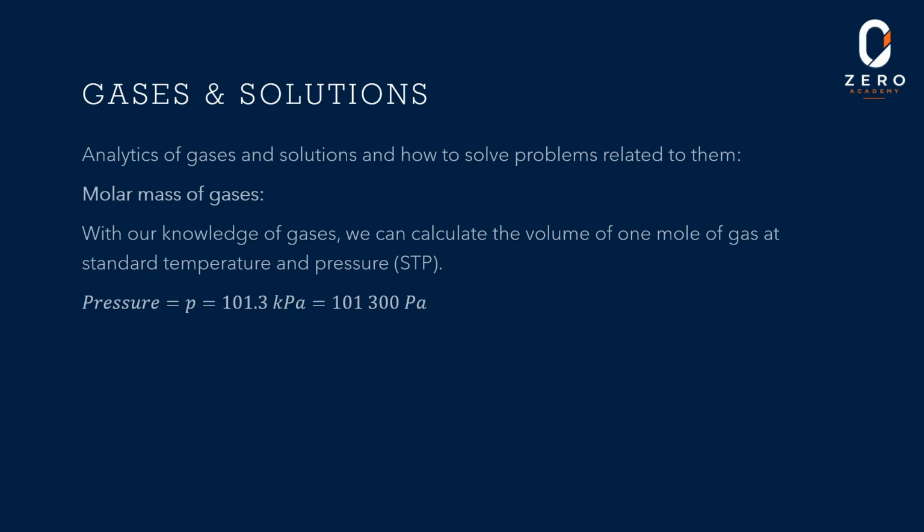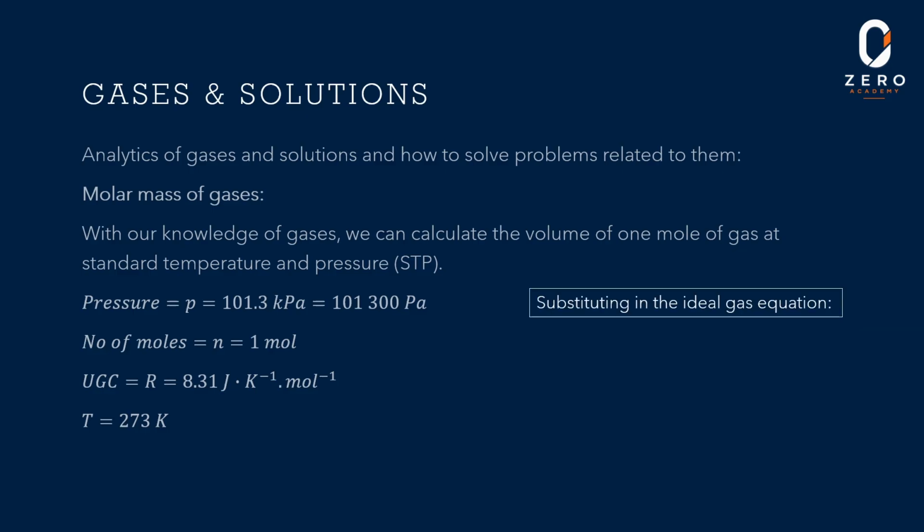101,300 pascals. Next, we have number of moles, represented by a small letter n, which is equal to 1 mole. Next, we have the universal gas constant R, which is equal to 8.31. And lastly, we have temperature, which is equal to 273 Kelvin. And we're going to substitute that into our ideal gas equation, which states that PV = nRT. Hence, substituting in my values, I will have 101,300 V = 1 times 8.31 times 273.